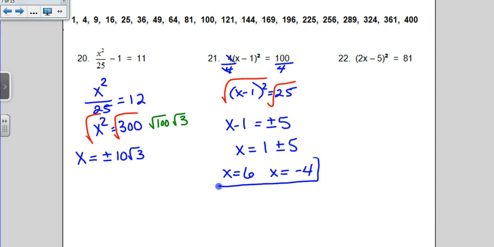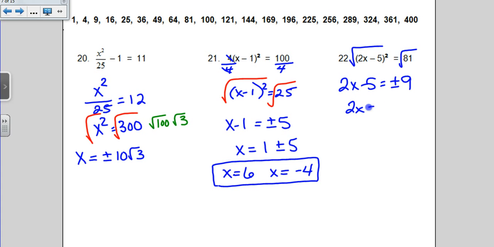So if you have no more radical left in the problem, I need you to continue on and actually give me your two answers. So here for number 22, there's no coefficient, so I'm just going to go ahead and square root both sides. And again, we have a case where we end up with something that simplifies. So we have 2x minus 5 equals plus and minus 9. Now, I'm going to pretend like I can't simplify it for now. I'm going to add the 5 to both sides. And then I'm going to divide both sides by 2, kind of like a quantity.